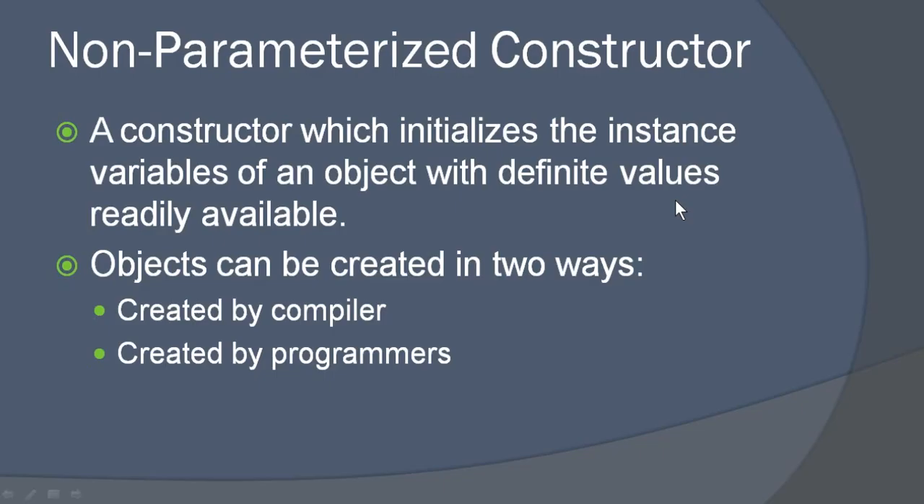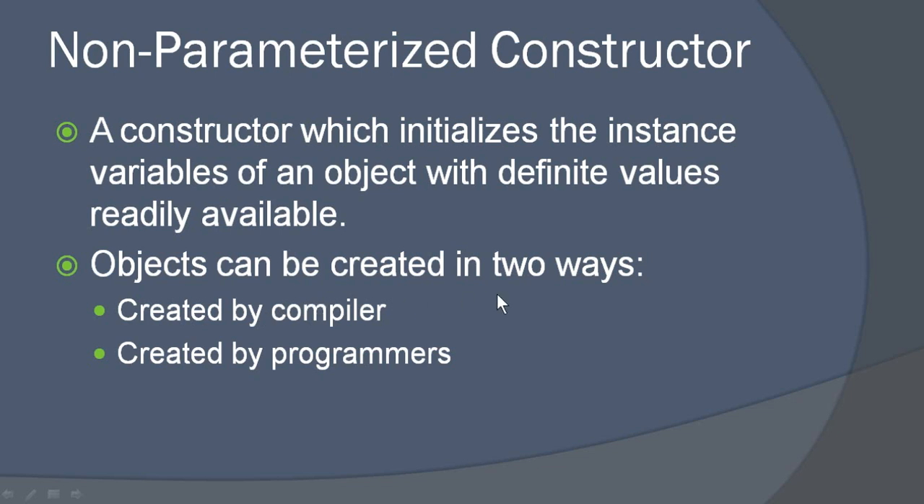These are the default values for the instance variables given. Next is the non-parameterized constructor, a constructor which initializes the instance variables of an object with a definite value readily available. So either you can give your own values or you can assign the default values. The main use of a constructor is to initialize the data members, that is, instance variables. So you can either give the default values to start with, or you can always give a defined value, so that it will be used in the program.